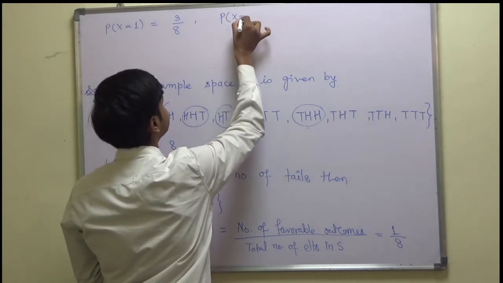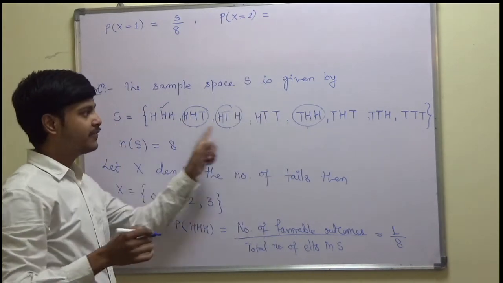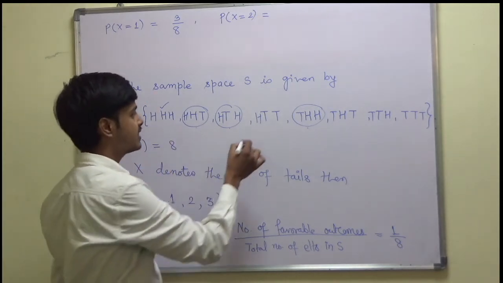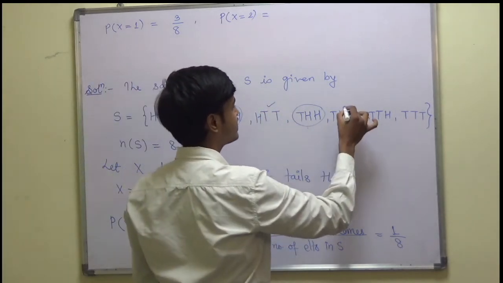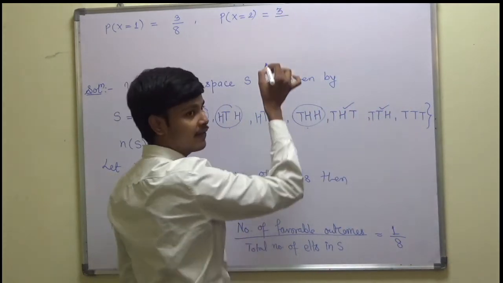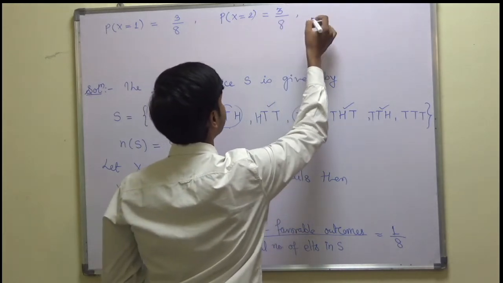Probability for x is equal to 2 means, now look for the favorable outcomes where you have two tails. So this is 1 and this is 2 and this is 3. So again the number of favorable outcomes is 3 divided by the number of elements in the sample space.